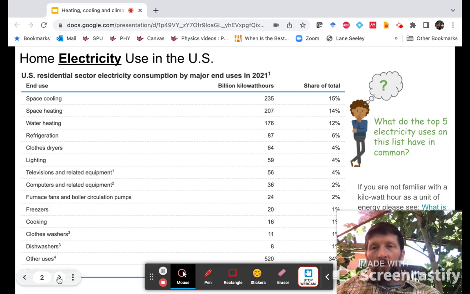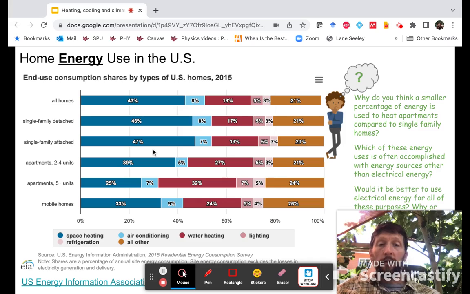So we start with just recognizing and exploring how important heating and cooling is in the electricity that we use. It turns out that heating and cooling really accounts for the largest share of the electricity that we use in a typical household, which is also shown here.